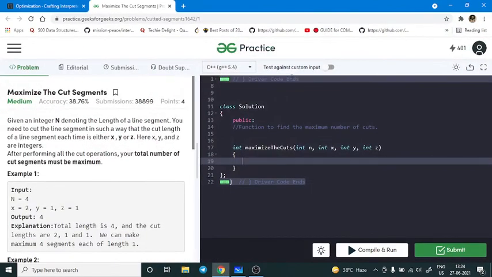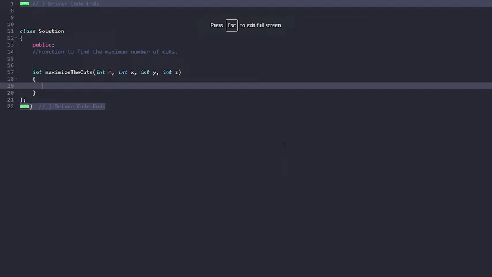So this was the problem statement. The link of this problem statement will be attached in the description. Let us now try to submit this approach.